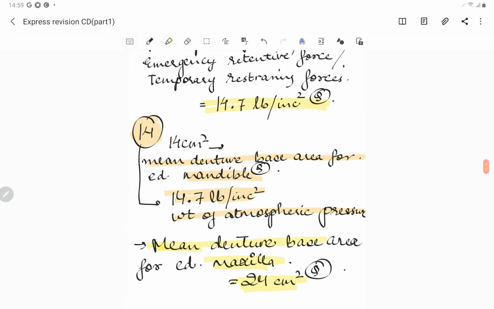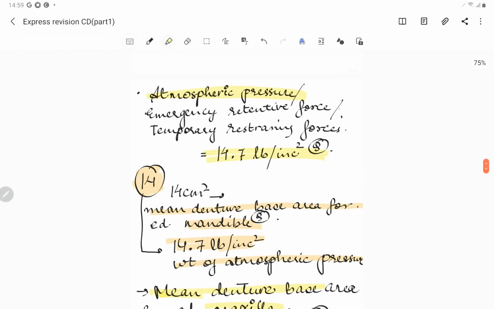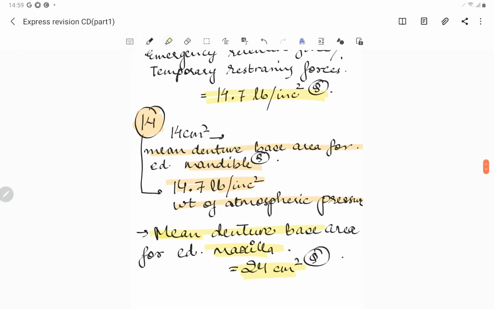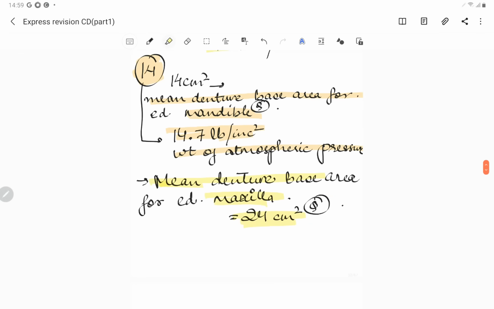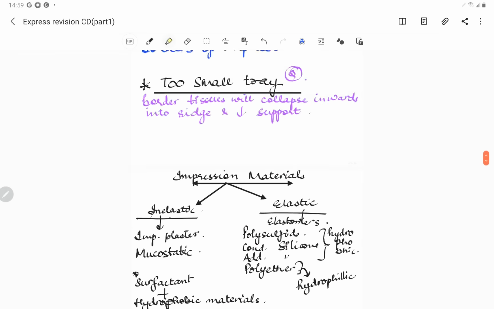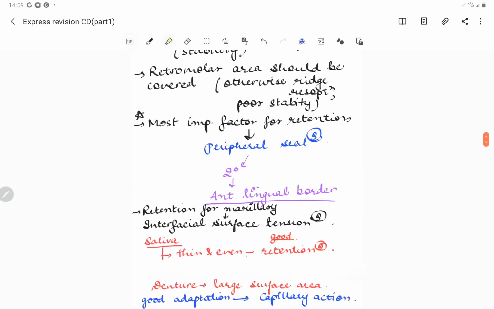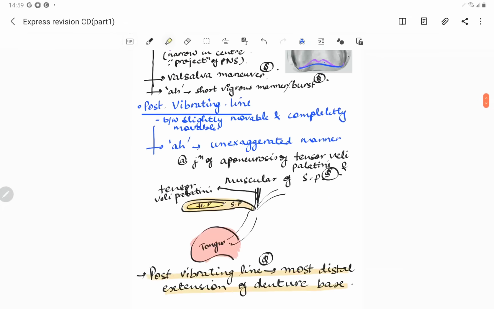So guys, we'll cover the CD in three parts. The second part will start from residual ridge resorption and the jaw relation and articulation, and the third part will cover the rest of the CD. So let's just revise whatever we have covered till now.